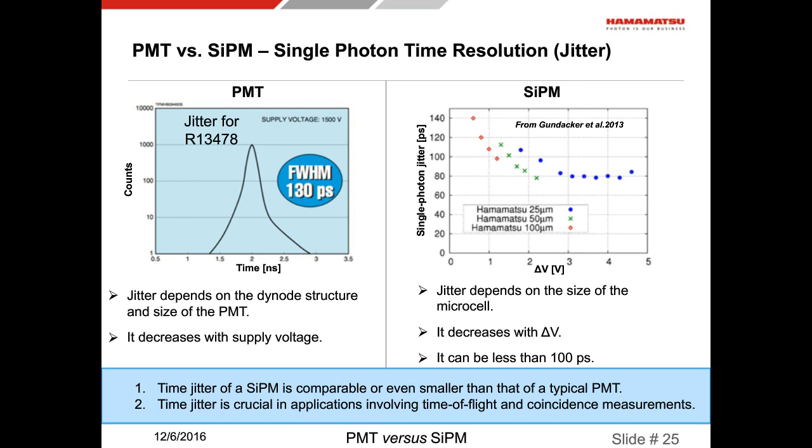On the right-hand side, we see a plot of single photon jitter for SiPMs. The three curves represent different sizes. For a typical overvoltage of 2 or 3 volts, we see the time jitter is on the order of 100 or so picoseconds, or even less, quite comparable to that of a PMT. For both devices, jitter is going to decrease in case of PMT, with supply voltage; in case of SiPM, with overvoltage. Likewise, for both devices, jitter is going to decrease with number of photons.